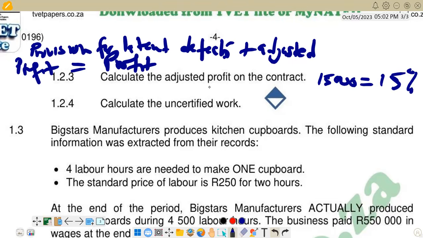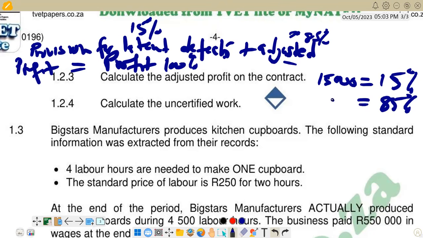The figure that is being asked there is adjusted profit. So this figure for profit represents 100%. And this for latent defects, we are given is 15%. The figure that we want is adjusted profit. We can find the percentage for adjusted profit by saying 100 minus 15. So adjusted profit is 85%. Here you can just use proportion to find the figure for adjusted profit.